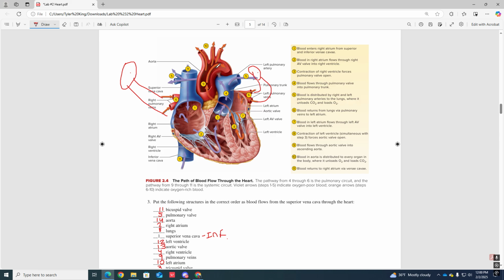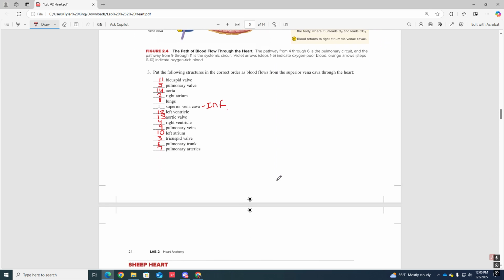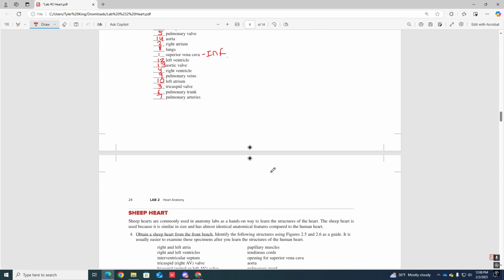Blood in the aorta is then distributed to every organ in the body, where it unloads O2 and loads CO2 respectively. Then blood returns to the right atrium via the vena cava. This process just repeats over and over again, hundreds, thousands of times a day for everyone. This is how it works. So that's all of them.